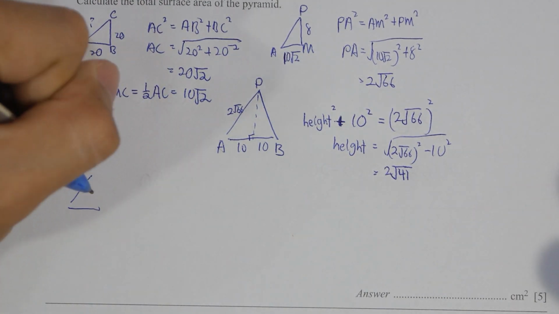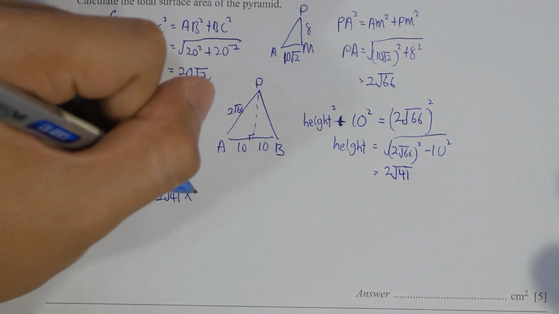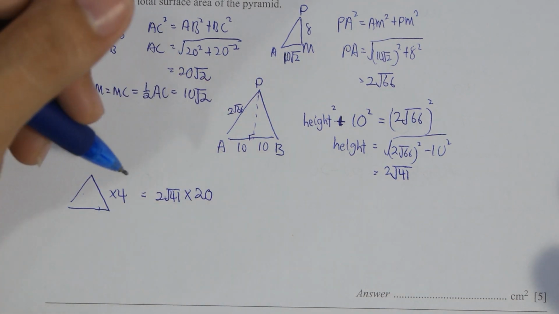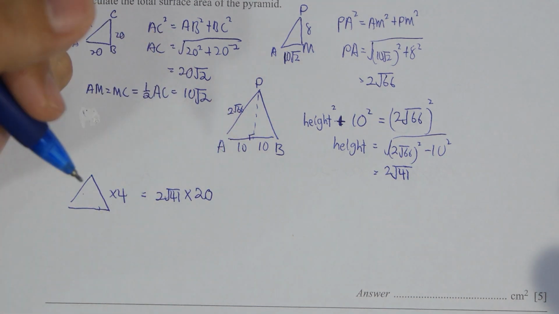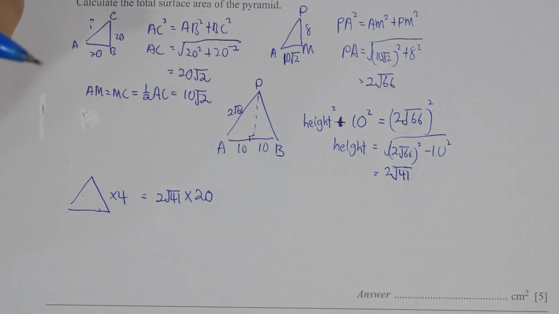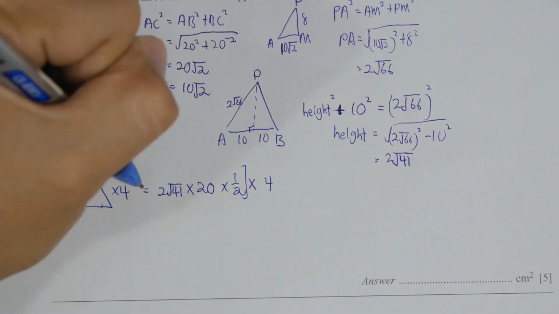Okay, now with the 2 square root 41, we can multiply it by 20 times half. And for a pyramid, there are 4 faces, so you are required to multiply it by 4. Add it up with the base of the pyramid, which is 20 times 20. So the final result will be 912.25 cm squared.